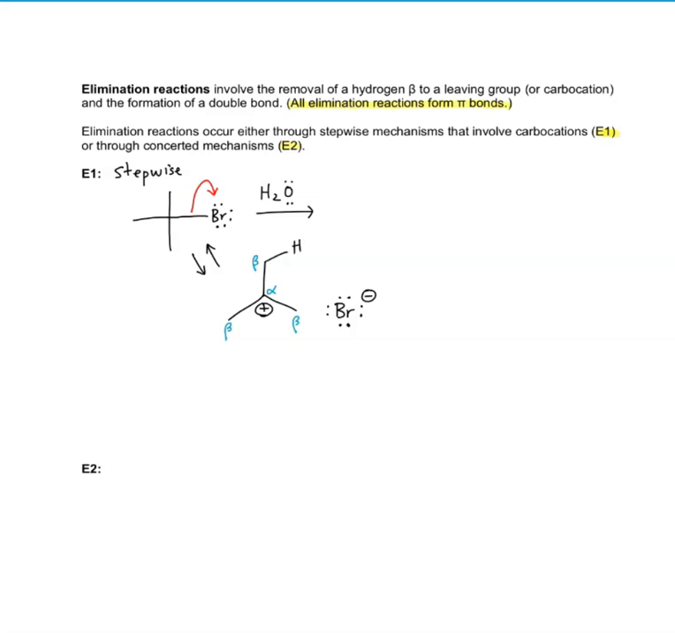In this instance, water will now act as a Bronsted base and remove a proton from one of the beta carbons. So we show that by drawing an arrow starting at the water, at the lone pair on the water, pointing to one of the beta hydrogens, and then the electrons in the beta carbon-hydrogen bond move over to form the pi bond. And so we get an alkene as the result.